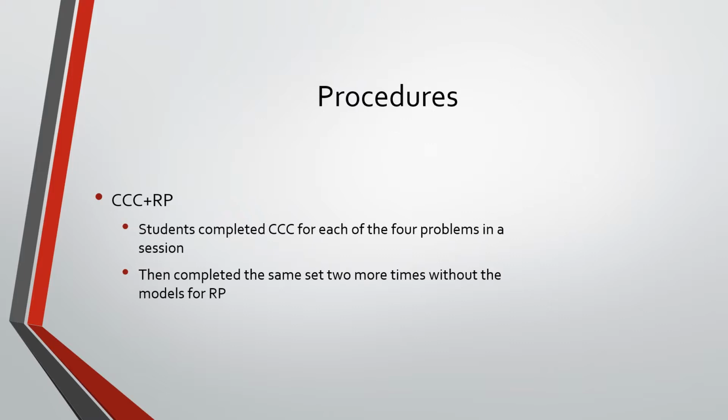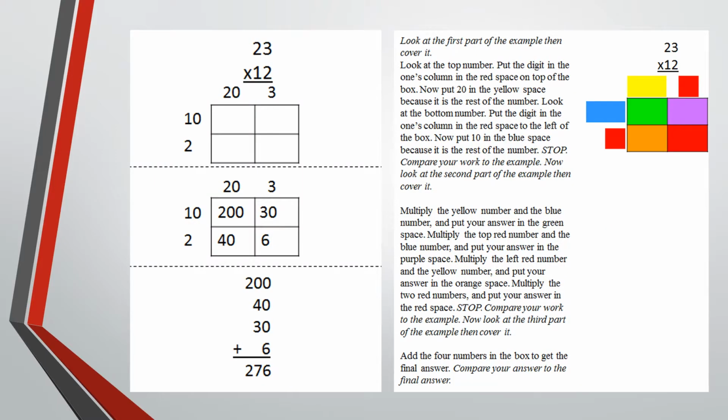And then finally, as I mentioned with cover, copy, compare, and repeated practice, students first completed cover, copy, compare for each of the 4 problems, and then they completed the same set 2 more times without the model. And so this would be an example of what the model looked like. They had a script that they would read and would walk them through the problem. And so they would use cover, copy, compare 3 different times actually, just because the area model has several steps and would be a lot for students who are struggling to maintain in their working memory and remember.